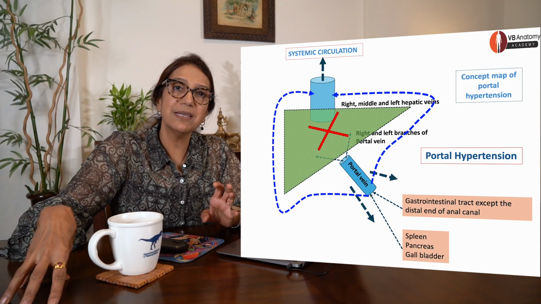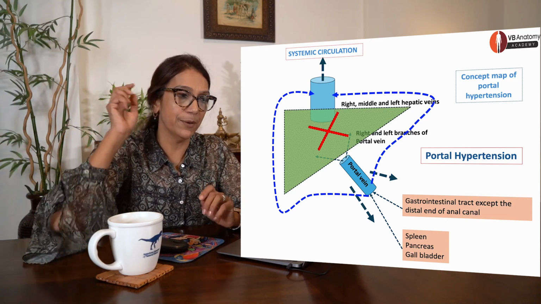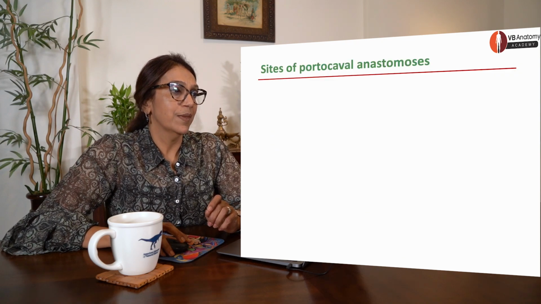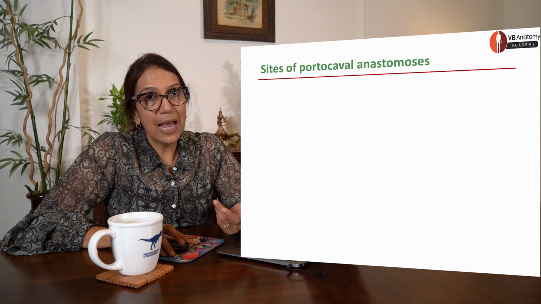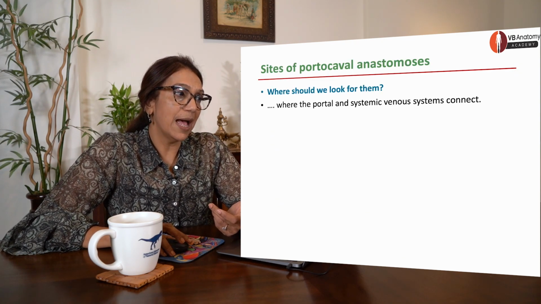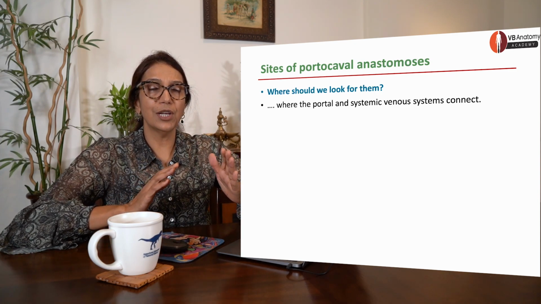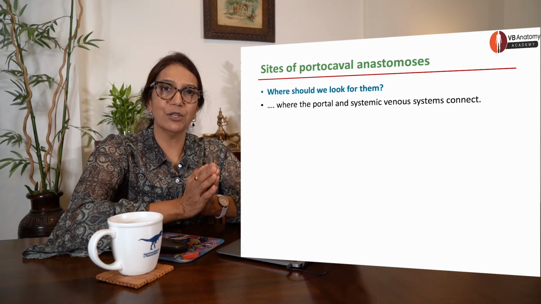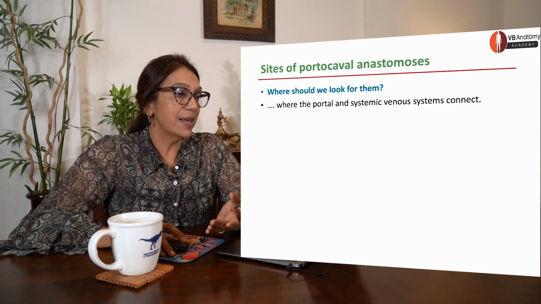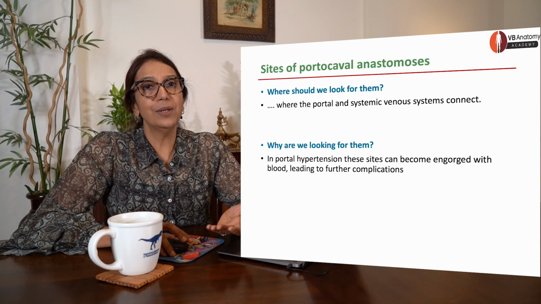Who are we bypassing? We are bypassing the liver. Okay. So, what are the sites where all this can happen? The sites where this can happen are sites where you will find the portal circulation reaching close to caval circulation. Okay. So, why are we looking for all these sites?